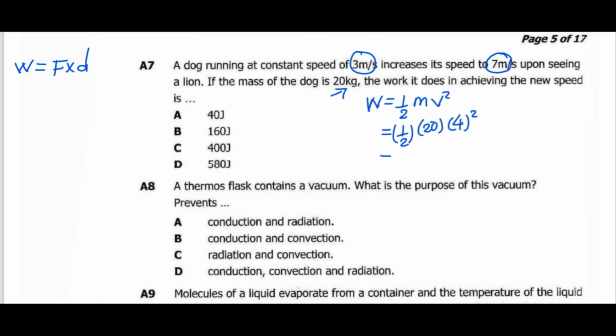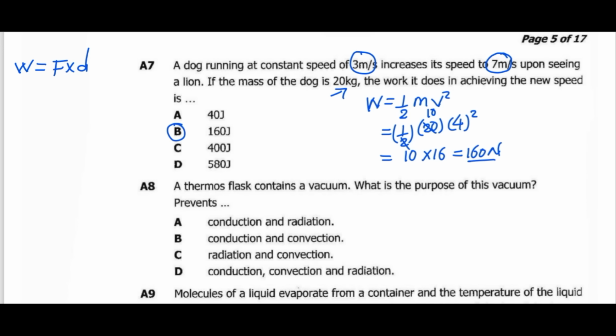So let's do the mathematics here. Half of 20 is 10. So we have 10 times 4 times 4, which is 16. If we multiply this, it gives us 160 newtons. So our answer here is B.